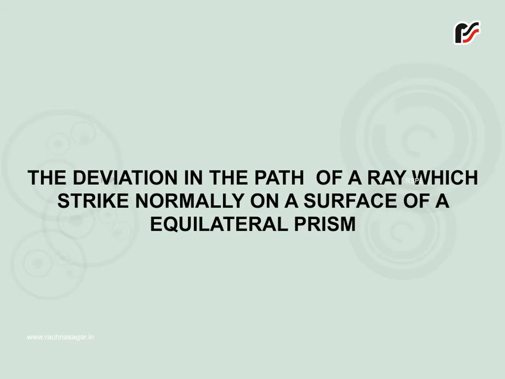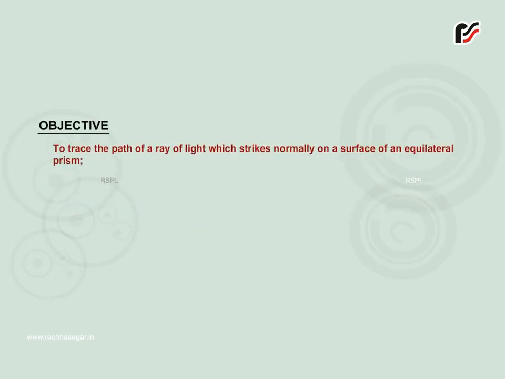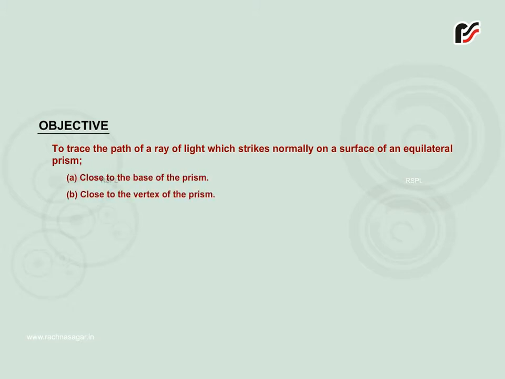Experiment 12. The deviation in the path of a ray which strikes normally on a surface of an equilateral prism. Objective. Trace the path of a ray of light which strikes normally on a surface of an equilateral prism, close to the base of the prism, and close to the vertex of the prism.